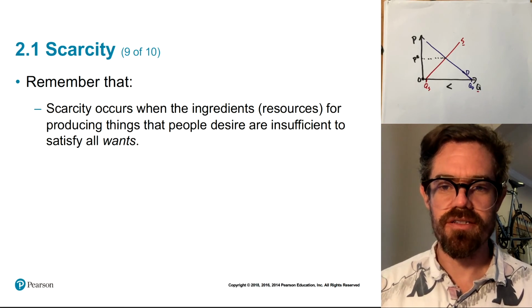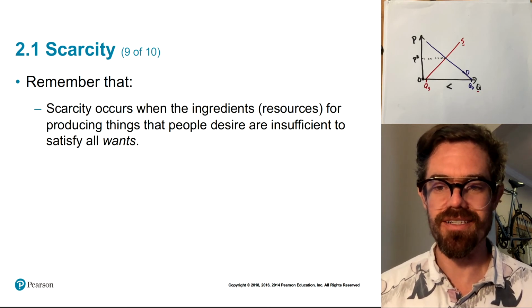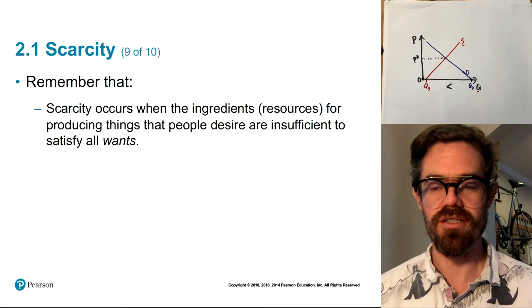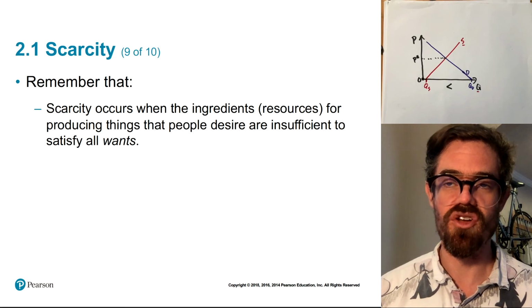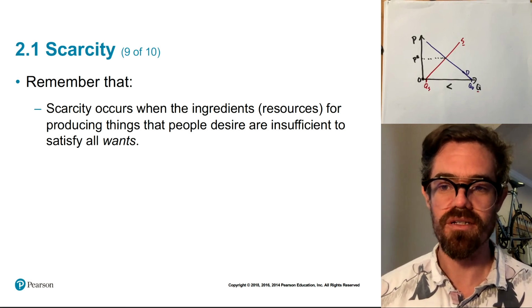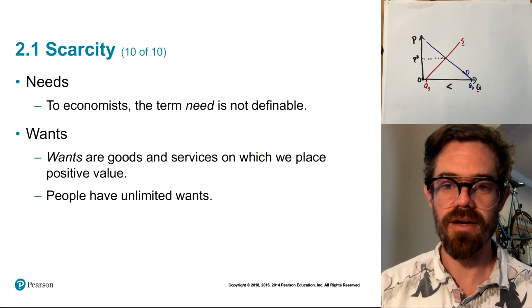Now, recall that scarcity, again, is when the resources for producing things that people want are insufficient to satisfy all wants. And again, recall that we assume in economics that people have unlimited wants. There's no limit to what they want. So just recall that. Don't forget about it.